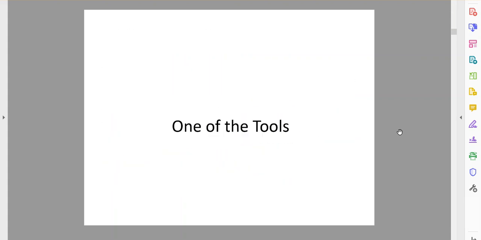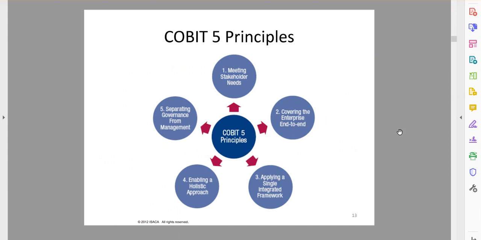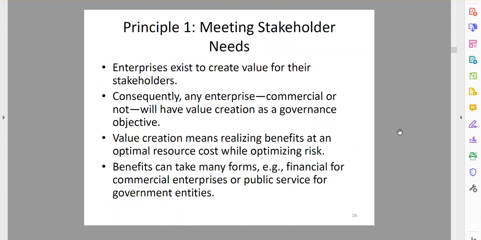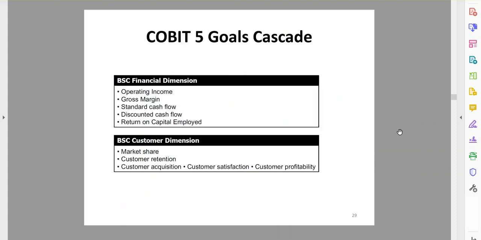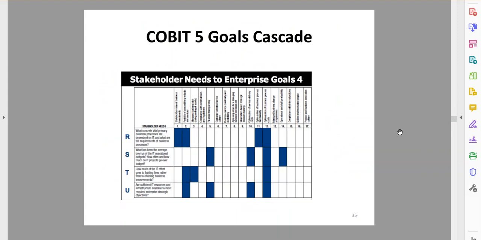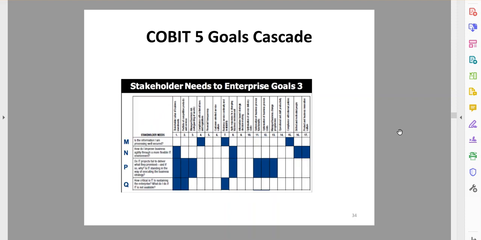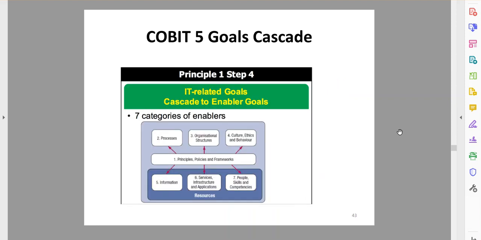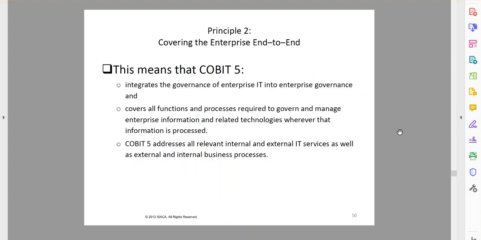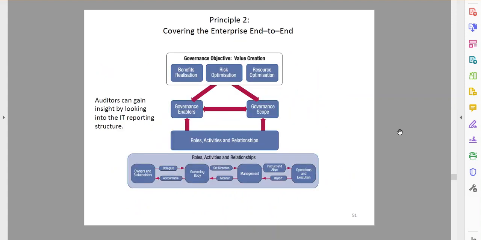I think I stopped here. So these are the Qubit 5. We covered it. Principle number one. Same slides. Same. Everything is the same. These are the appendixes and diagram and figures. Goal cascade. Okay, still now principle two, covering enterprise end to end. We discussed this one, so the same, but the order and the content is a bit different. But you used to know 343, so that's why I studied from there.